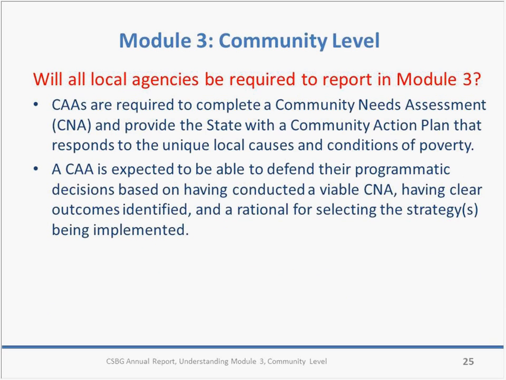Will agencies be required to report in Module 3? Now, this is a question that we've heard over and over, and it's something that we want to restate is true about all of the information in the annual report. The community action agencies complete that community needs assessment that I spoke of earlier, and will provide the state with what's called a community action plan that really is going to say, this is how we as an agency are responding to the unique local causes and conditions of poverty. And in that plan, you'll be explaining your priorities and how you've made decisions. And we expect that the local agencies will be able to defend their decisions, and they'll have clear outcomes identified, and they'll have a rationale for selecting the strategies being implemented.